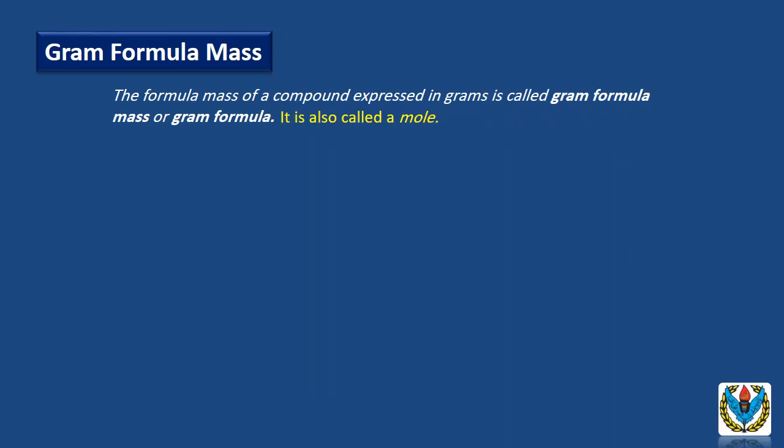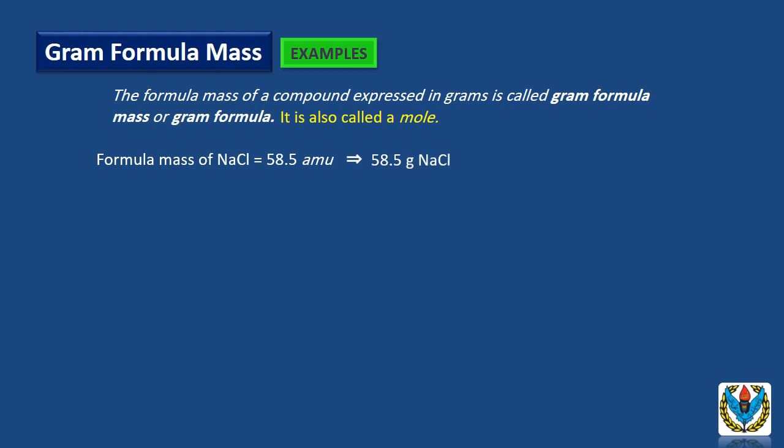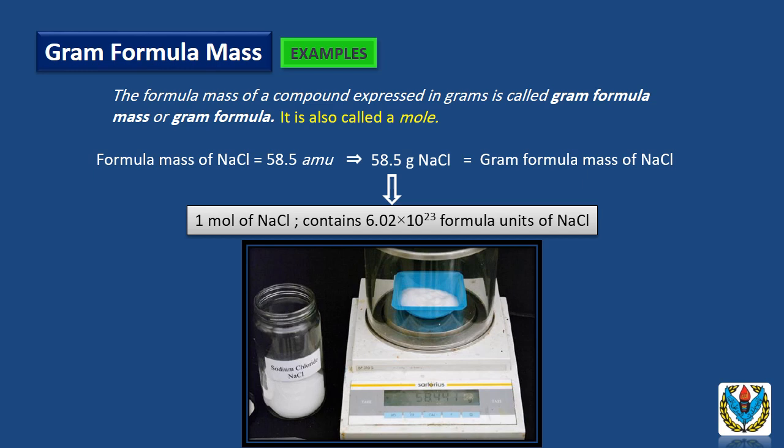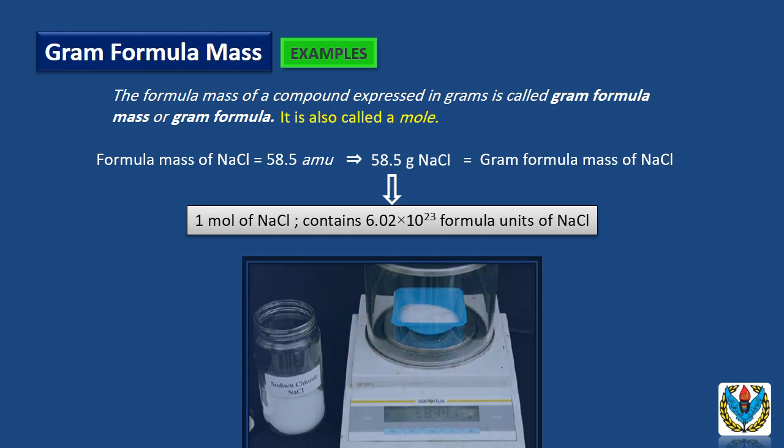Some examples of gram formula mass. The formula mass of sodium chloride is 58.5 AMU. If we weigh 58.5 gram of sodium chloride, then this is called gram formula mass of sodium chloride and is equal to 1 mole of it and contains exactly Avogadro's number of formula units of sodium chloride.